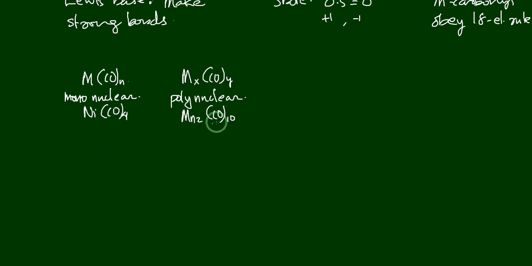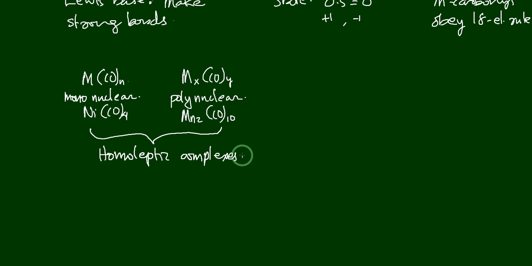But in both cases, you can see only carbonyl ligands. All the ligands in this complex are carbonyl ligands, and all the ligands in this complex are also carbonyl ligands. If you are seeing only one type of ligand in an organometallic complex, you can call it a homoleptic complex. So these two are homoleptic complexes, since they bear only one type of ligand, the carbonyl ligand. Most of the carbonyls that we are going to study are homoleptic carbonyls.